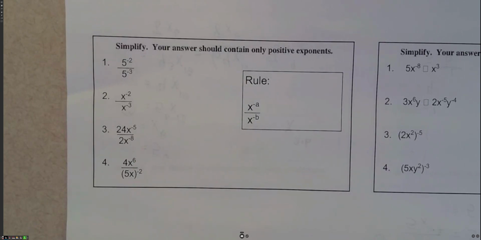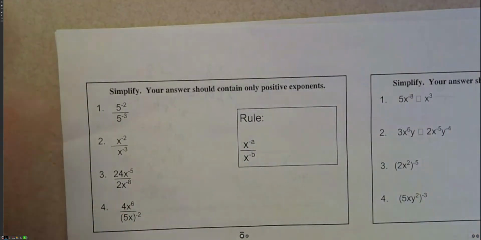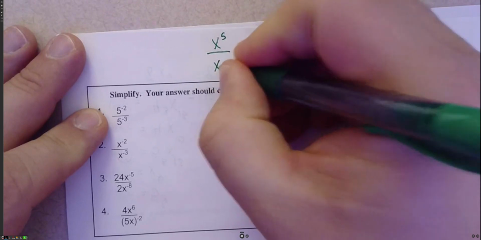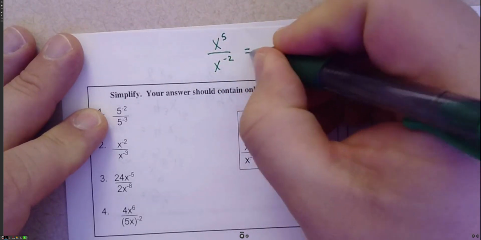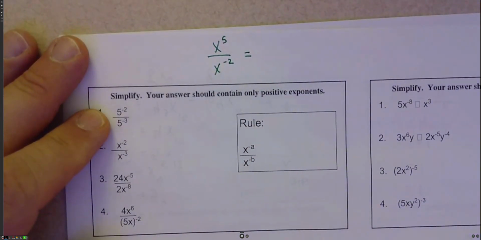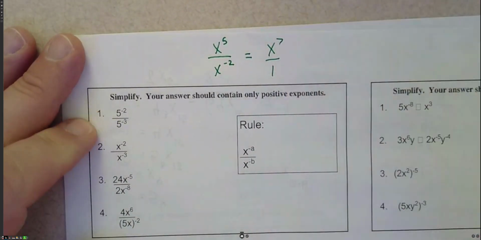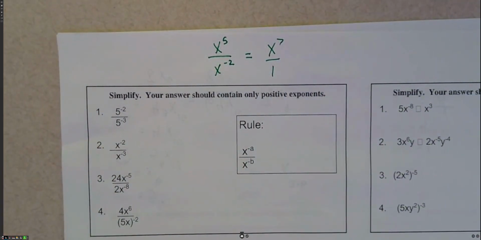We've dealt with some negative ones, right? Where we had a problem like this once, x to the fifth over x to the negative 2. And you guys figured out that the top was winning by 7, right? So that's what we did. But really, what I think about is when I have a negative exponent, it means it's in the wrong place.